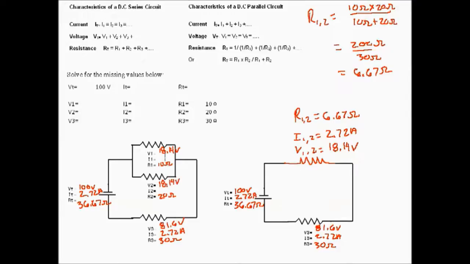Now, using Ohm's law, we can figure out that I1 is 1.81 amps and I2 is 0.91 amps. Let me rewrite that over here. 0.91 amps. Great, now we've completed the whole circuit.